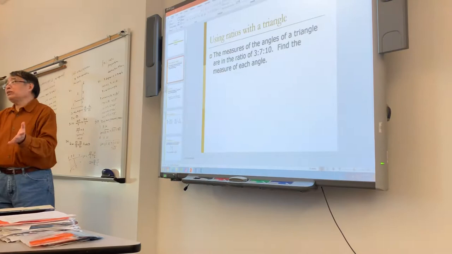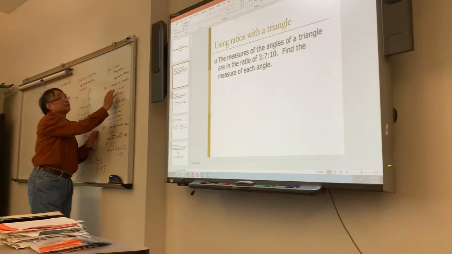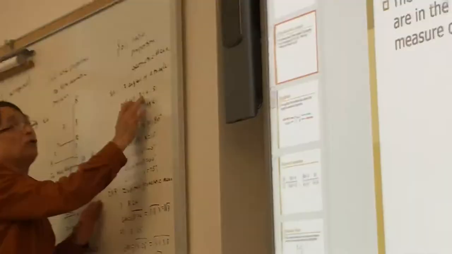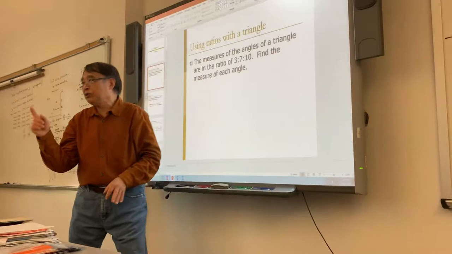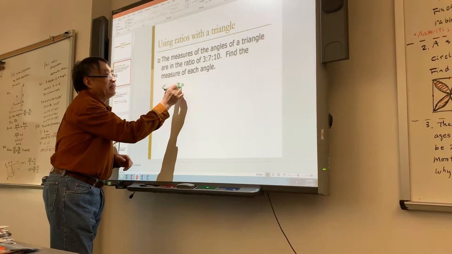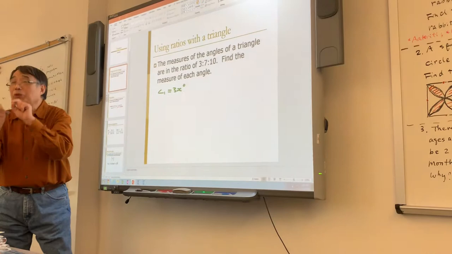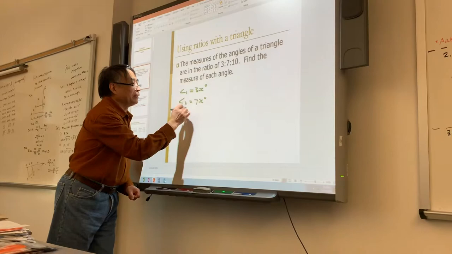So, if the ratio for the three angles is 3 to 4 to 5, this one just changed to 3 to 7 to 10. I show you step by step. So the first angle is 3x degrees. Why is it not 3 degrees? 3 is not a degree, it's the ratio. Second angle should be 7x degrees. Angle 3 is 10x degrees.